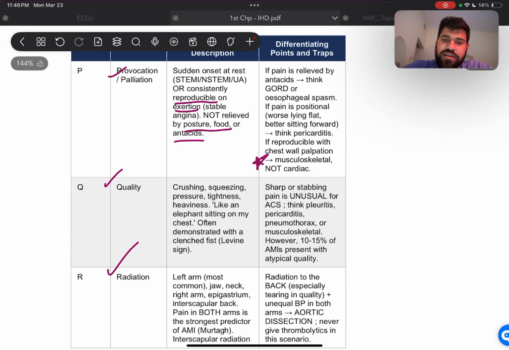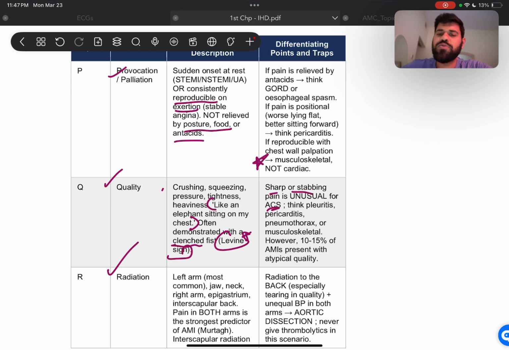Anyway, so the quality of the pain is crushing, squeezing, pressure, tightness, heaviness. This has come up in the exam, like an elephant sitting on my chest. I've seen this in the recalls, that they give this sentence as what the patient is feeling like. All right. And clenched fist. So this is the Levine sign. They will tell you maybe that the person has a clenched fist sign, or they will tell you that he has a Levine sign. And they expect you to know this. They could just write Levine sign, and they expect you to know what it means. So just keep this in mind. Then sharp or stabbing pain is unusual for ACS.